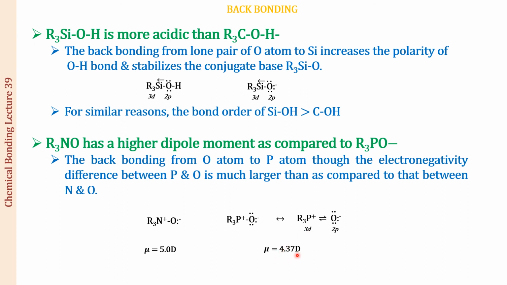Actually, what should have happened is that for phosphorus and oxygen, the electronegativity difference is going to be much more than the electronegativity difference between oxygen and nitrogen. So this should have a larger dipole moment as compared to R3NO. But because there is back bonding occurring between phosphorus and oxygen, there is an electron density shift from oxygen to phosphorus. So there is less of an electronegativity difference between the two, phosphorus and oxygen, and hence we see a lower value of the dipole moment.